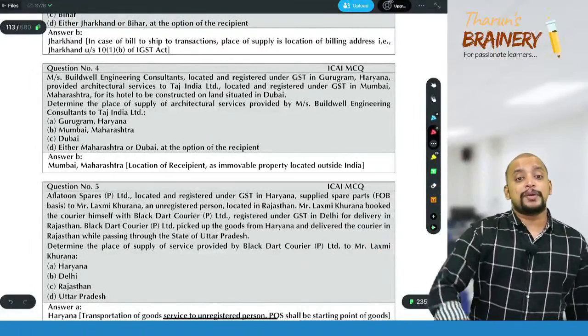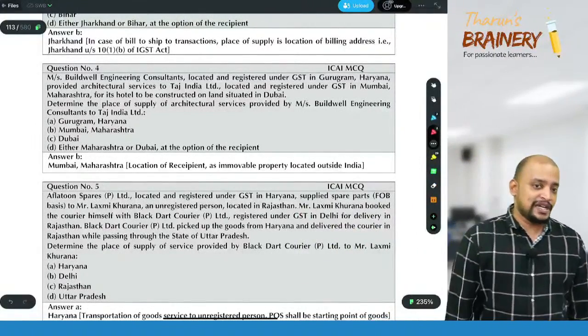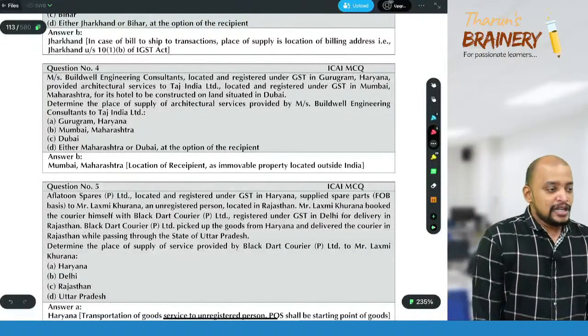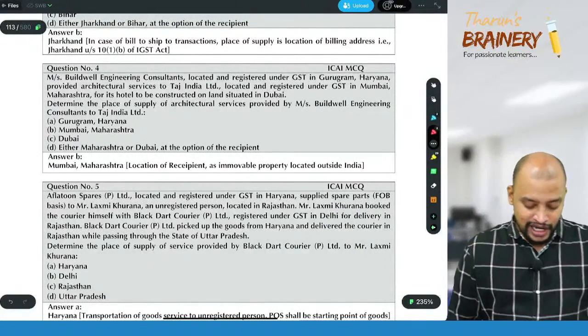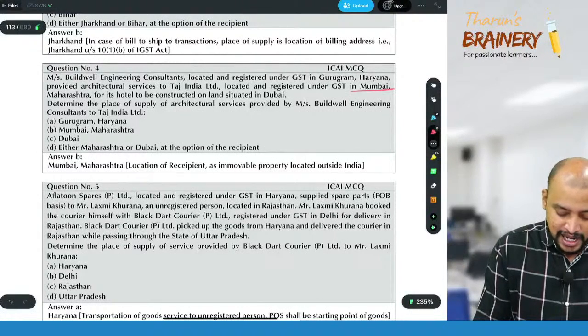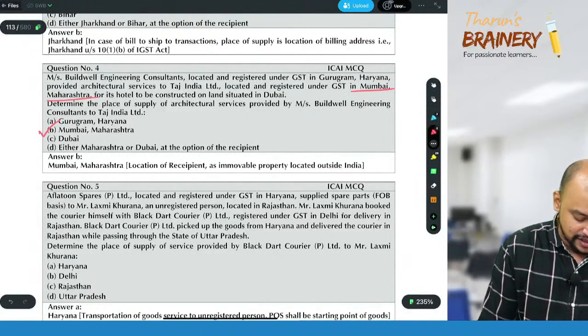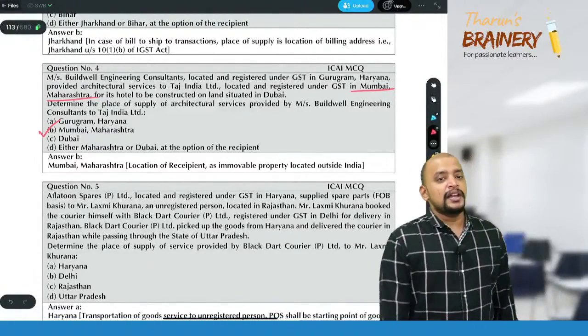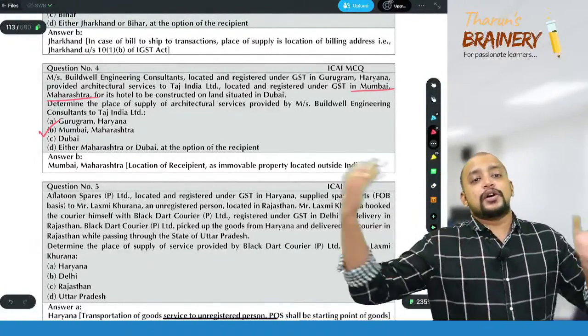But if the immovable property is outside India, then the location of the recipient. In this case, the immovable property is going to be located outside India. So therefore, we need to take the location of the recipient. That is, Mumbai, Maharashtra will be taken as the place of supply because the property is outside India.